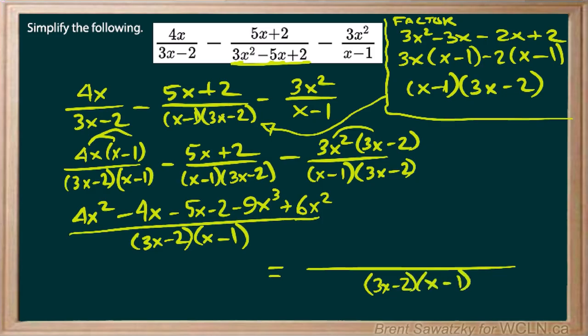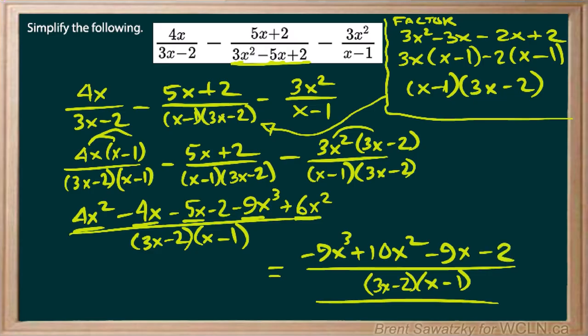And on the top, we can start collecting things. So we'll start at the biggest one, 9x to the 3. And then x squared, so we have a 6 and we have a 4, so we have plus 10x squared. And then just x terms, we have a minus 5 and a minus 4, so minus 9x. And then we have a minus 2 at the very end. And that would be our final answer.